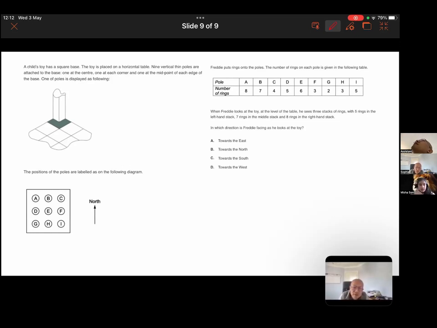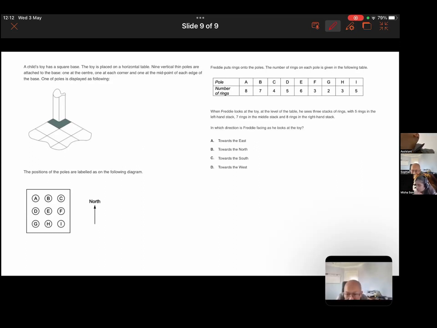A child's toy has a square base. The toy is placed on a horizontal table. 9 vertical thin poles are attached to the base. So I'll highlight that. Okay, so there's one at the center, one at each corner, and one at the middle point of each edge of the base.